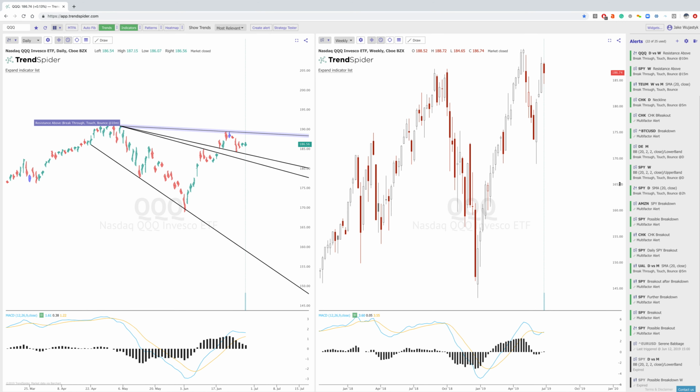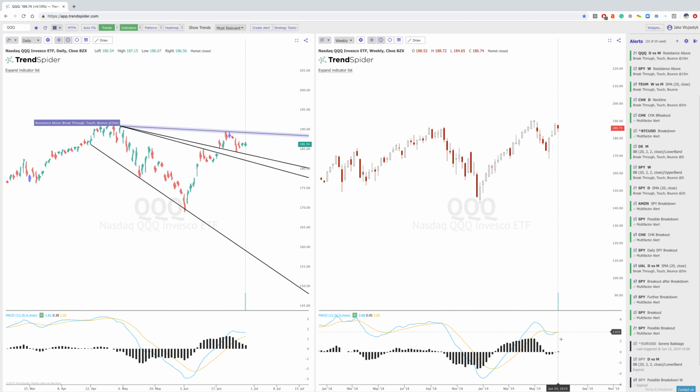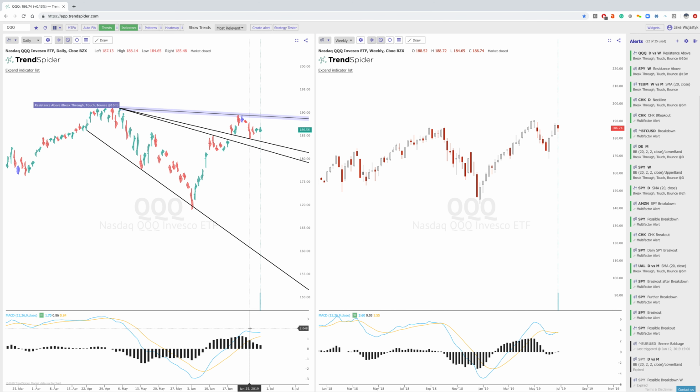Really same thing as well on the weekly as we just saw on SPY, where we are trying to have a MACD cross here on the weekly, but possibly a bear cross on the daily. So really using multiple time frames is really important because you could see something great on one time frame and then the other time frame looks absolutely horrible.